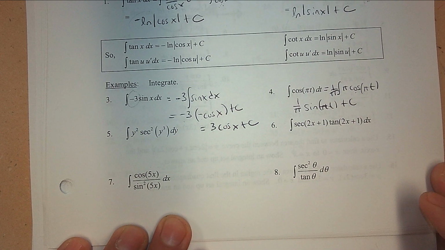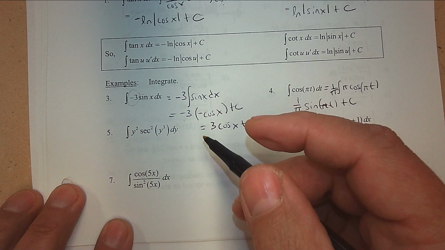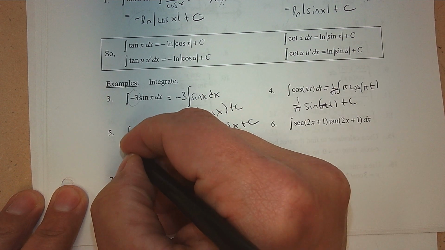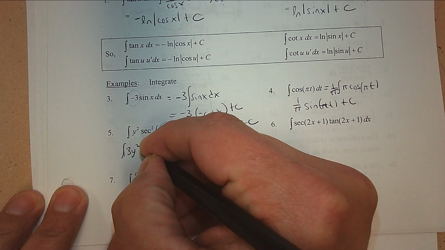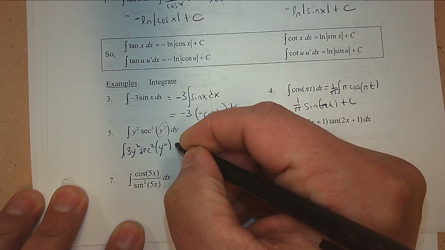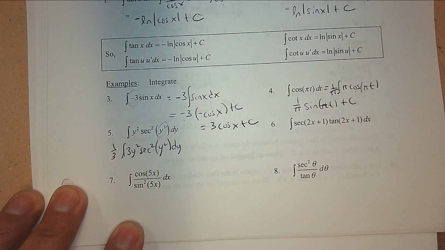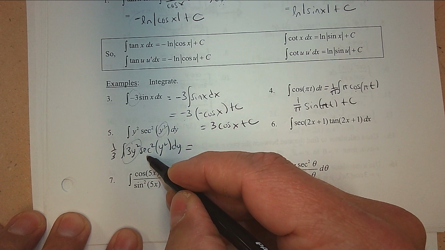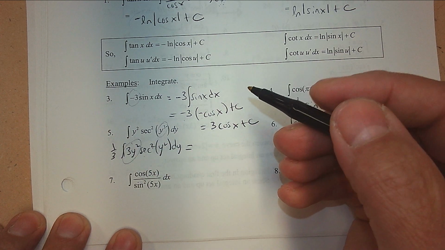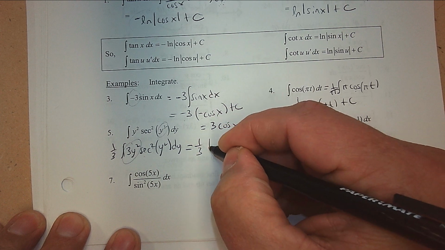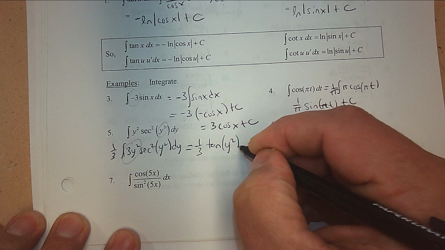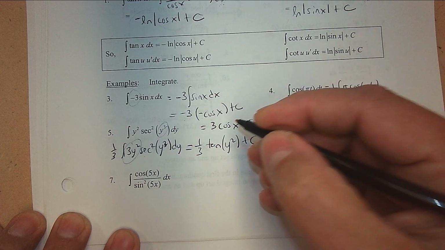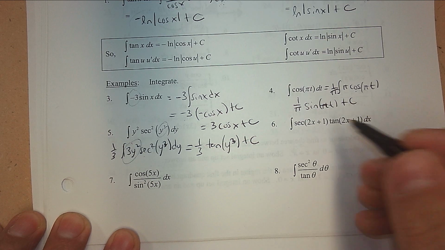Number 5. The hook for y cubed is 3y squared. So I need to write this as 3y squared, secant squared, y cubed dy. Undo the 3 with the 1/3 in front, and then the rule. So the hook is already there. The rule for secant squared when you integrate, it's just tangent. So we write down 1/3 tangent y cubed. And don't forget the candy. That should be a 3 in there. So y cubed.